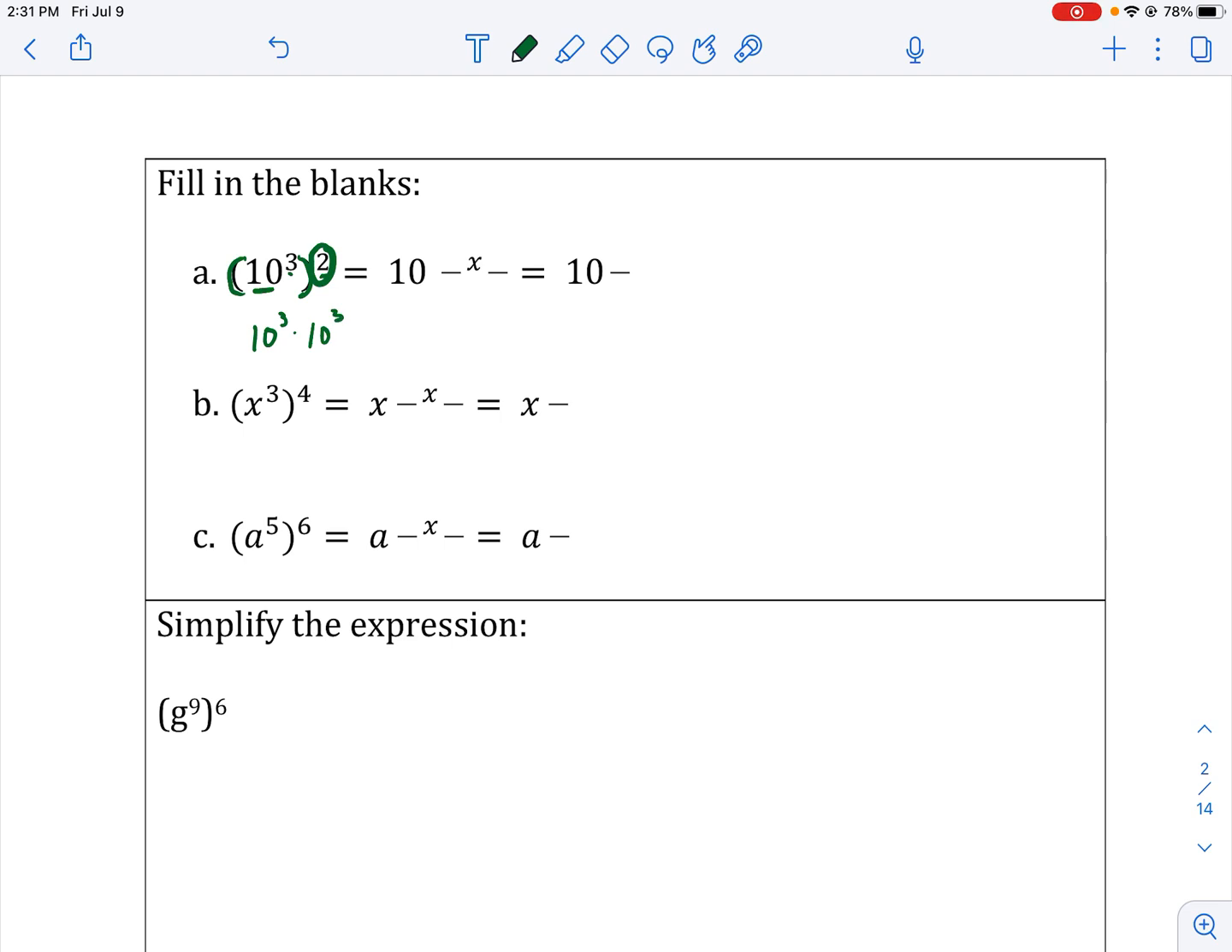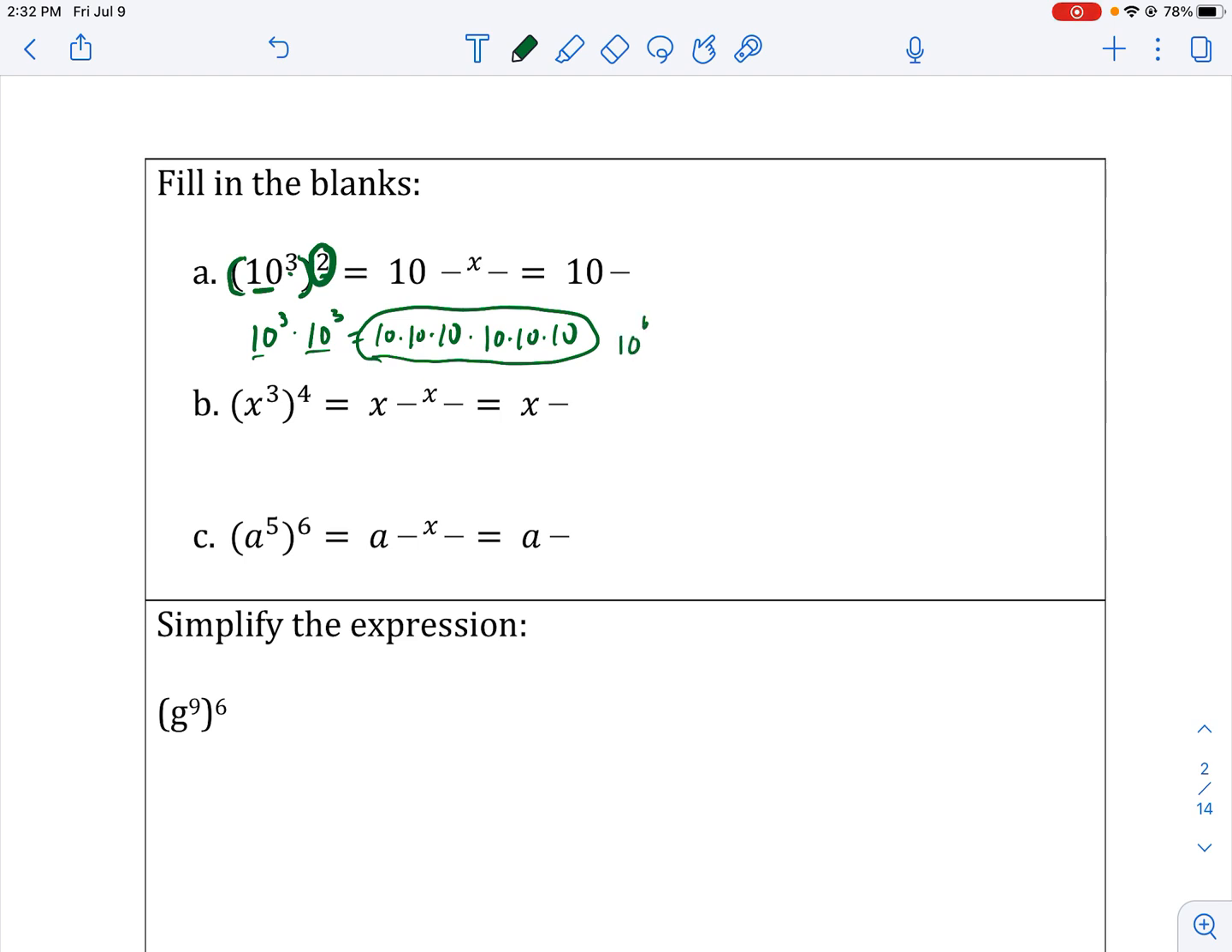And this is the long way of doing it. 10 to the 3rd means 10 times 10 times 10. That's 10 to the 3rd, or 10 cubed. I have another 10 cubed. So I have 2 10 to the 3rds multiplying by each other, which leaves me, when I count all of these 10s up, with a total of 6 10s. So that would be 10 to the 6th power.